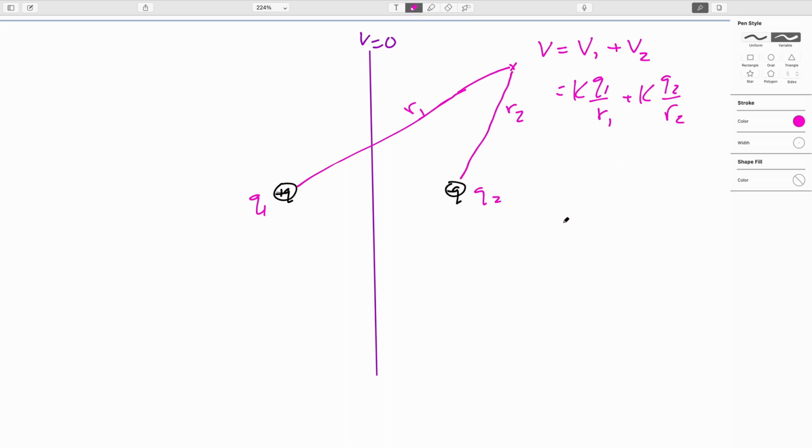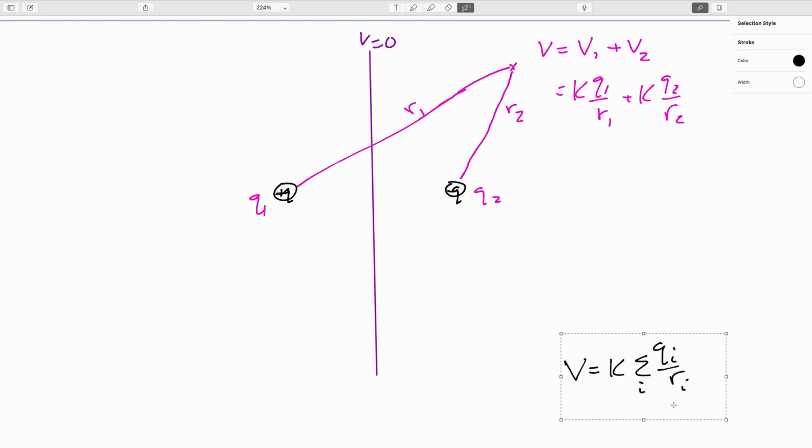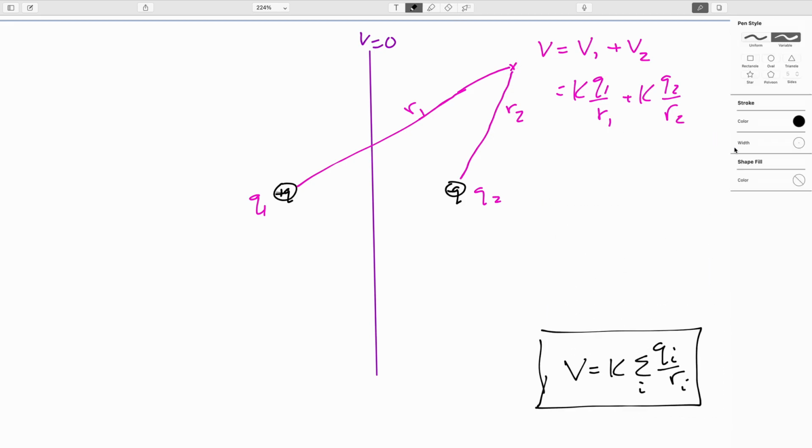In general, if you have more than two charges, you'll probably write it as something like V equals K times the sum over all of our charges, Qi over Ri. Again, like I say, this is just a scalar, and so that makes things a lot easier for us to compute.